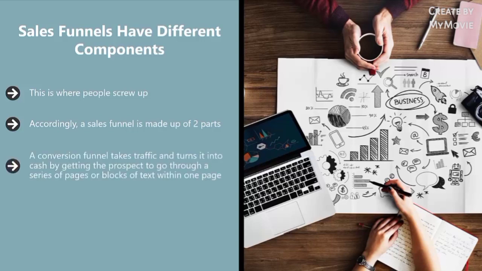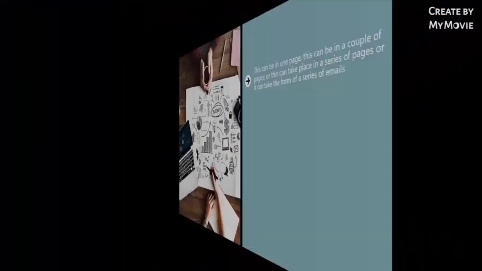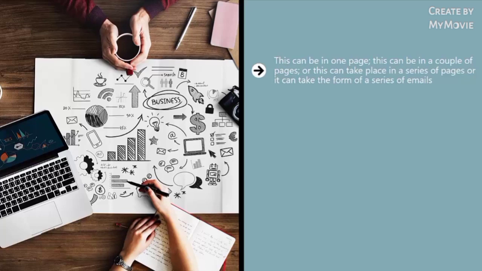A conversion funnel takes traffic and turns it into cash by getting the prospect to go through a series of pages or blocks of text within one page. As the person progresses through each section, that person develops the following. First, they get the impression that you know what you're talking about. They start to believe that you are knowledgeable enough about whatever it is you're talking about for them to continue to read your stuff. This can be in one page, this can be in a couple of pages, or this can take place in a series of pages, or it can take the form of a series of emails. Regardless, it's all about building credibility.